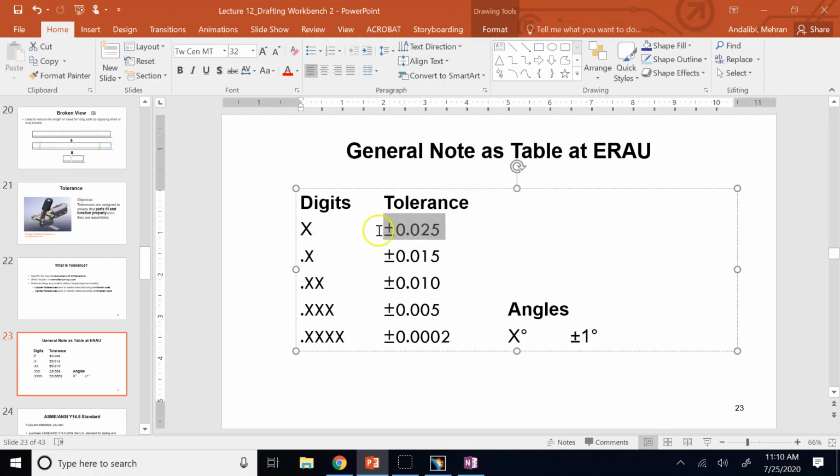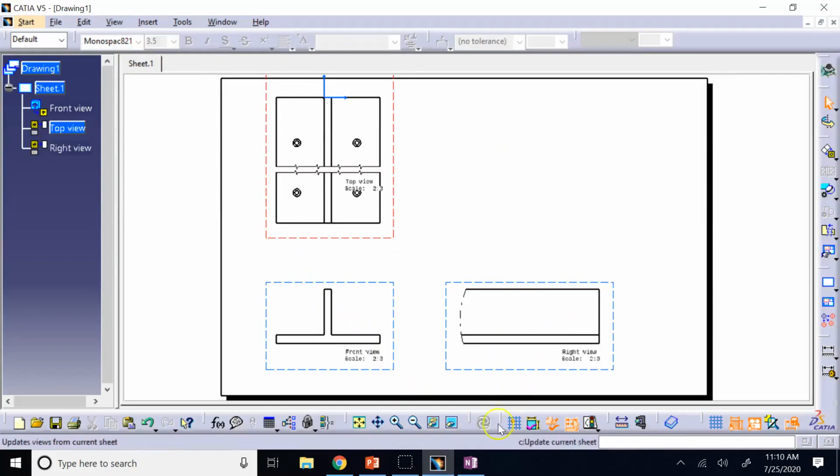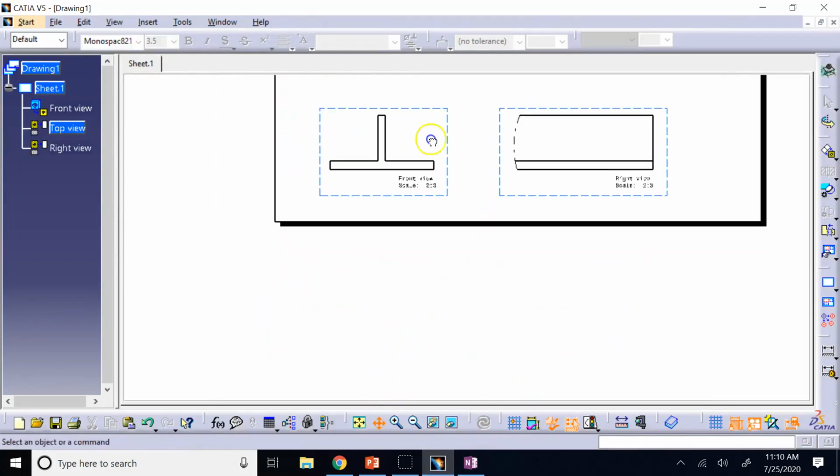Okay, so they can make it 10.025 or 10 minus this number, which is 9.975. Between those two numbers, it's good to go. But no, if you add zeros on the right-hand side, that doesn't mean the same thing. Okay, so again, let me mention it here for you.